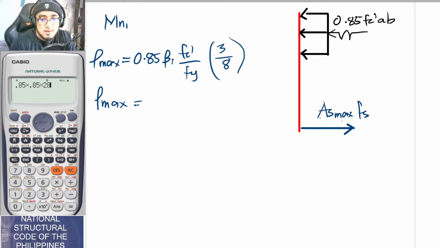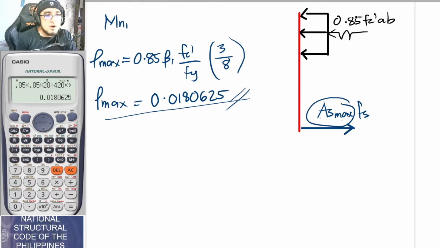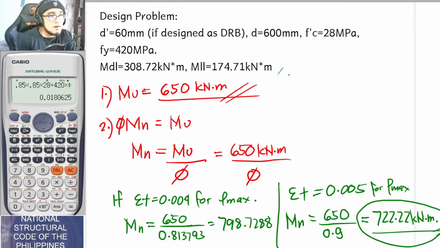So 28 divided by 420 times 3/8. Our maximum rho, or our maximum steel ratio, is 0.0180625. This is our value for rho max. And for our As max, As max is equal to rho max times bw d.